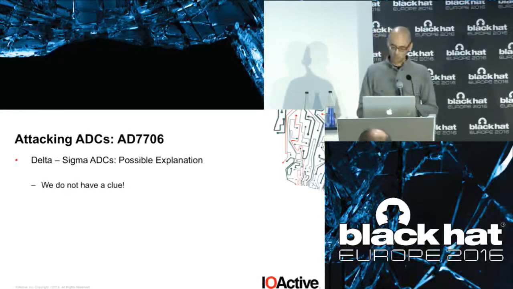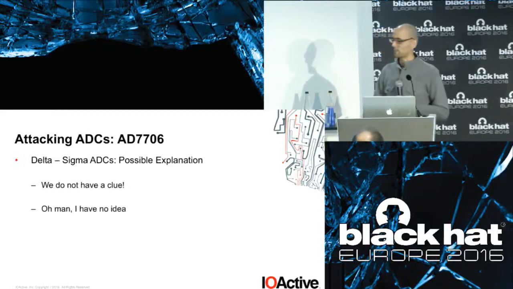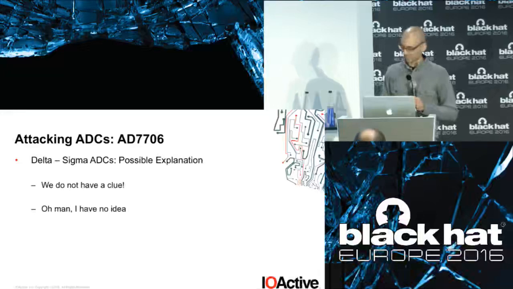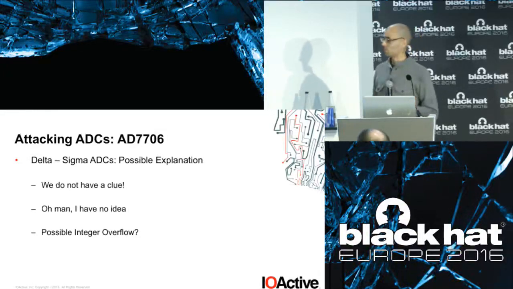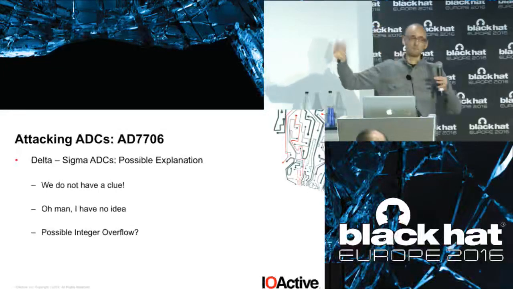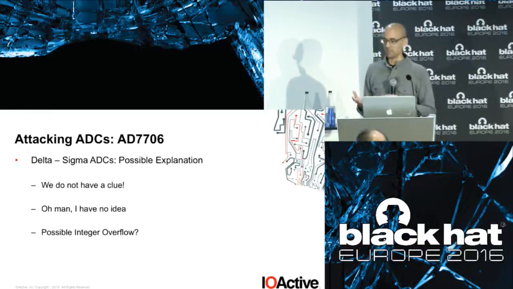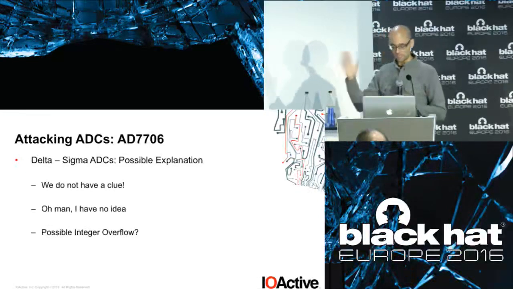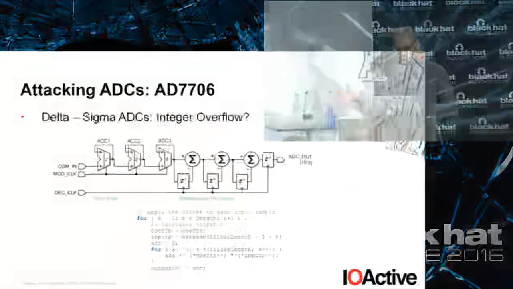We kept thinking, and no idea. We didn't come up with any possible explanation until Alexander, thinking about it, said, okay, maybe it's a possible integer overflow. I mean, this is our speculation, because we haven't built an ADC ever. We don't know exactly how these sigma delta things are made from the BSDL point of view, but these are speculations.